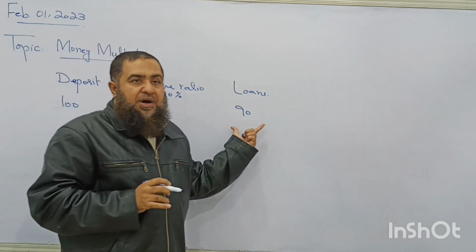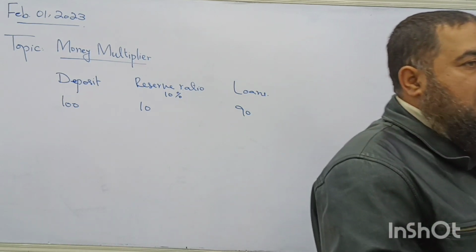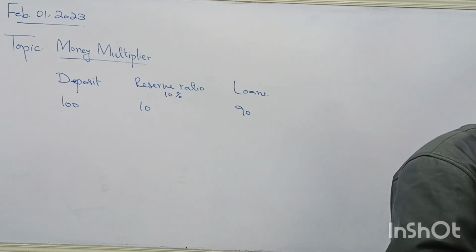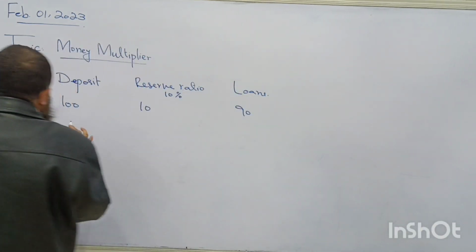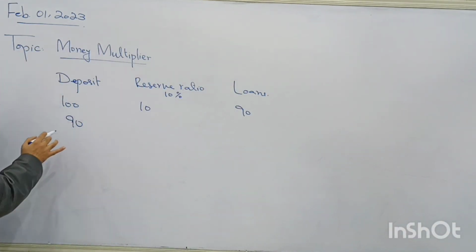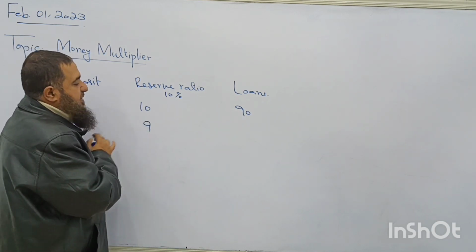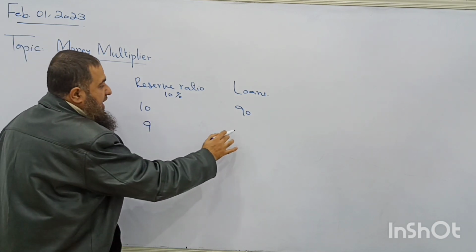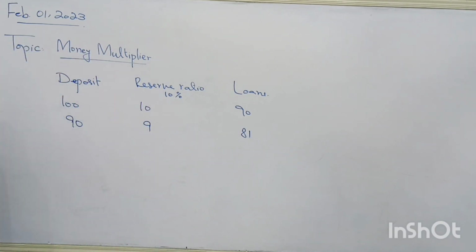Now what is happening? For this loan to the borrower, the bank will ask that borrower to open an account with the bank in order to get this loan. When a new account is opened, a new deposit is created. Clear? A new deposit is created. Again, the bank has to keep 10% as reserve, and the remaining 81 is extended in the form of loan.